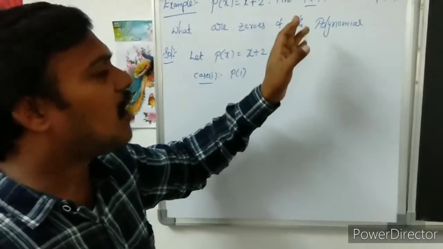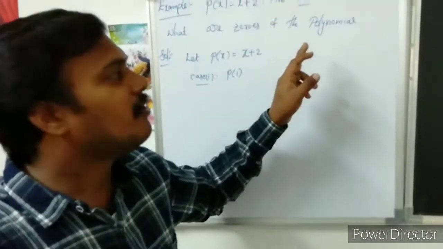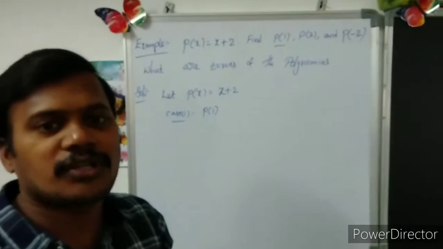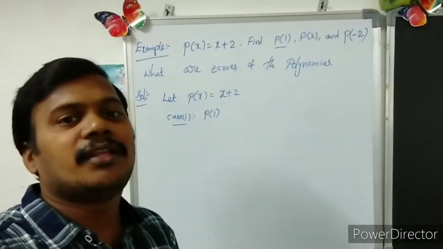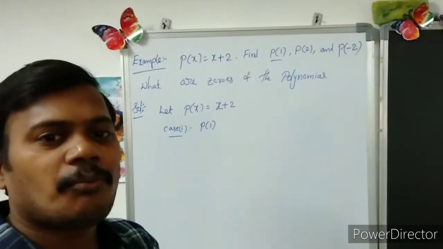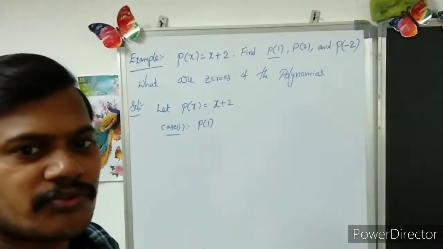What we are going to do here is replace the values by 1, 2, like that. We have to replace the values, and in that way, finally we get the result. Based on the result, what are the zeros of the polynomial? So now let us see what the zeros of the polynomial are.